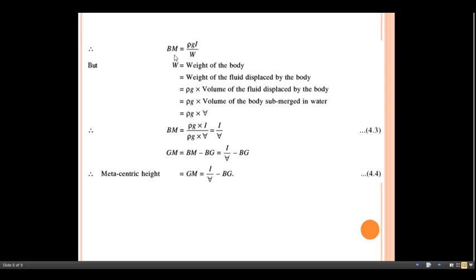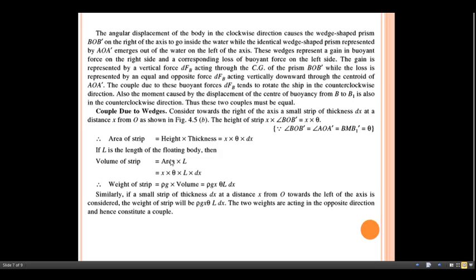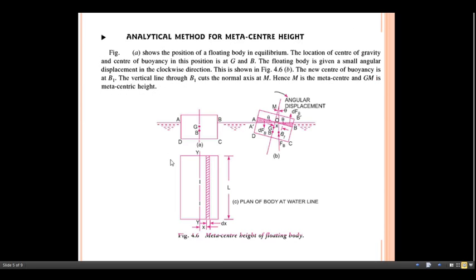So here you see it is rho g I divided by W, and W is nothing but rho g V. So what do we get here? BM is I divided by V.